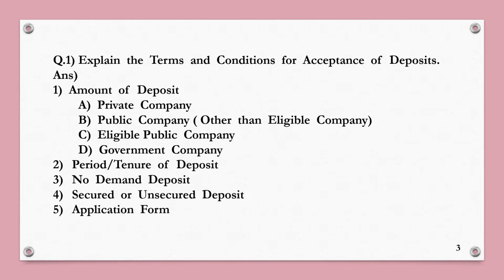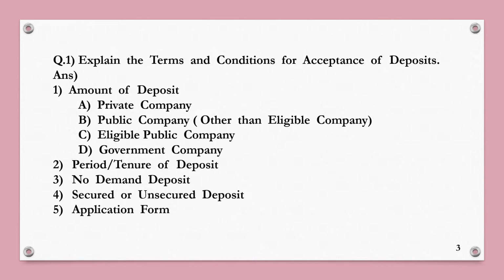In our previous video, we have already understood about the 5 conditions which are necessary relating to acceptance of deposits. That is, we learned the amount of deposit which a private company, a public company other than eligible company, eligible public company and government company can accept. Second, we also learned about the period or the tenure of deposit.